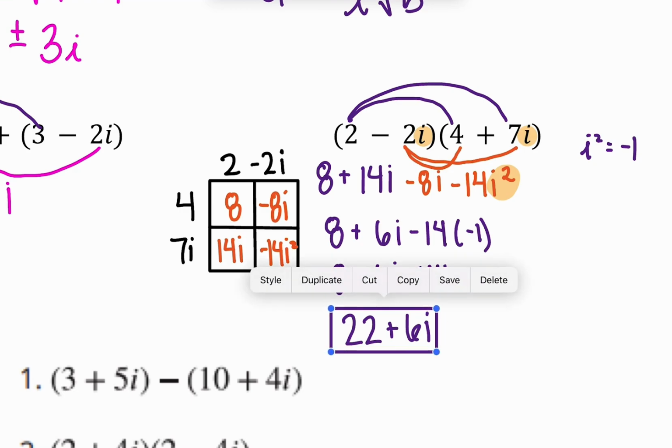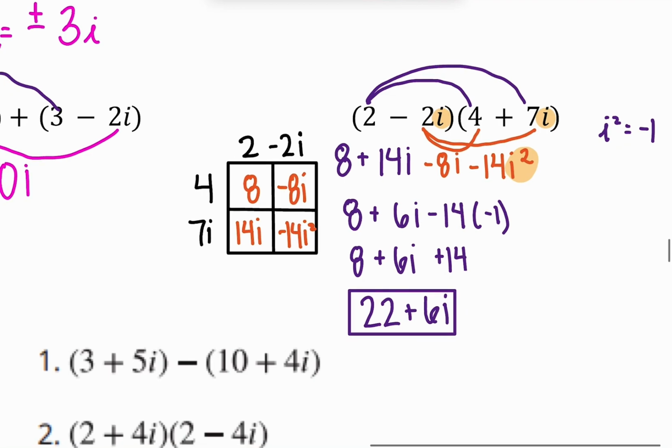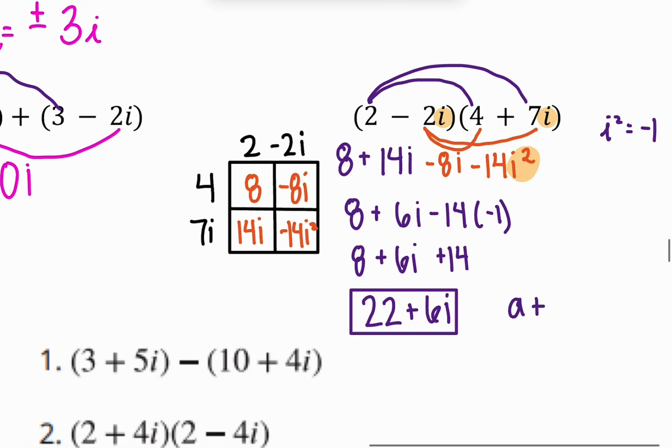So if you're struggling on remembering that fact, the i squared turns into the -1, or just combining all your like terms down to get to the a plus bi form of the complex number, make sure you practice those.